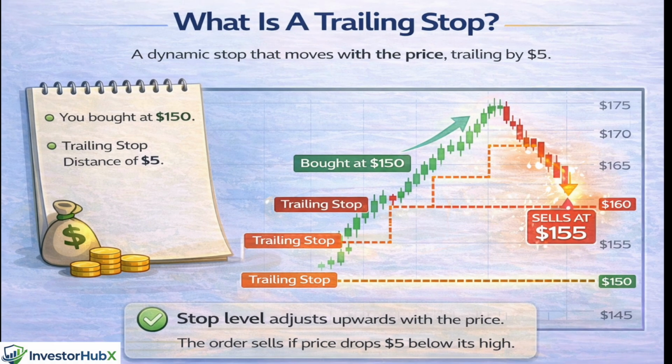A trailing stop is a dynamic stop loss that moves with the price. Instead of setting a fixed stop price, you set a trailing distance, for example $5. If the stock rises from $150 to $160, your trailing stop automatically moves from $145 to $155. However, if the price starts falling, the stop does not move back down. Once price drops to the trailing stop level, the order is triggered and executes as a market order. A trailing stop helps you lock in profits while letting winners run.